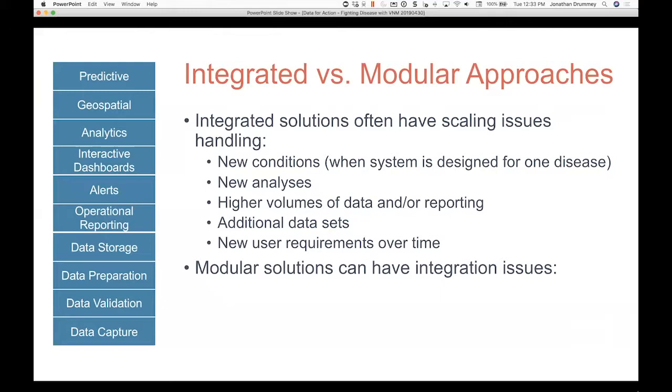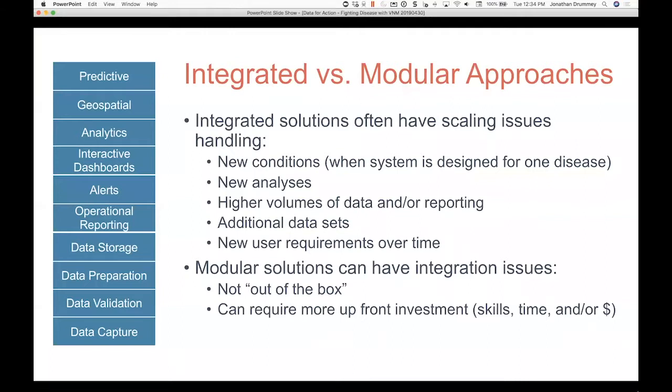And modular solutions can also have integration issues. That's part of the challenge of being modular. So there's not necessarily that out of the box piece. So if you're using DHIS2 and you build it for your malaria work, DHIS2 is going to be the fastest thing to visualization you can have because it's got the visualizations built right in there. And also modular solutions can require a larger investment at the beginning in terms of skills or time or so on than integrated approaches, because they don't have all of that advantage of that integration work that's been done in advance.